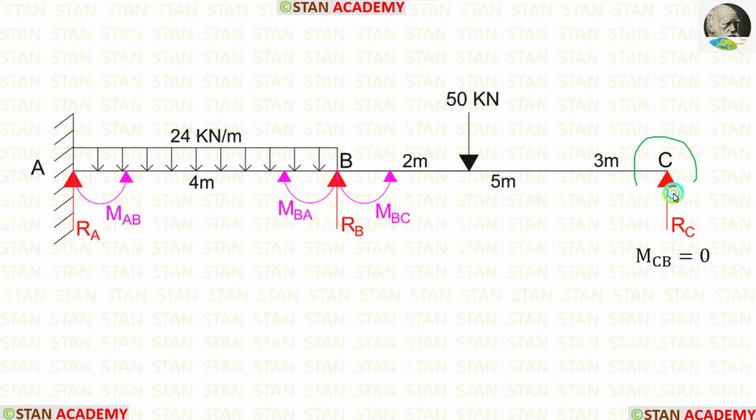In the point C, there will be no moment because it is the simply supported end. So, MCB is equal to 0. So, in this beam, totally we have to find three moments, MAB, MBA and MBC. Also, we have to find three vertical reactions, RA, RB and RC.